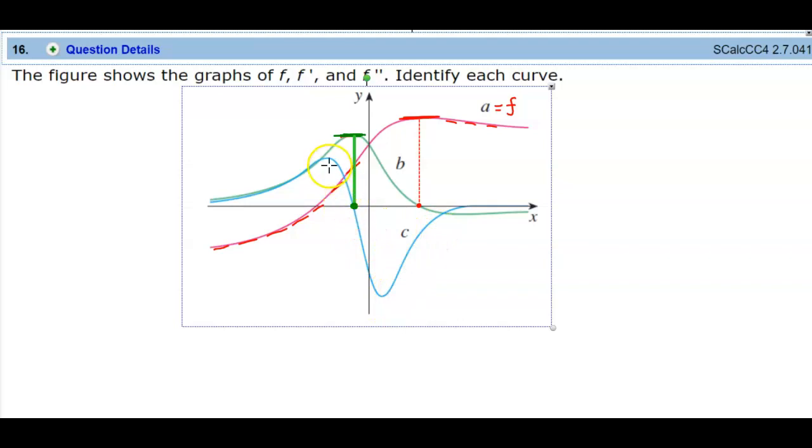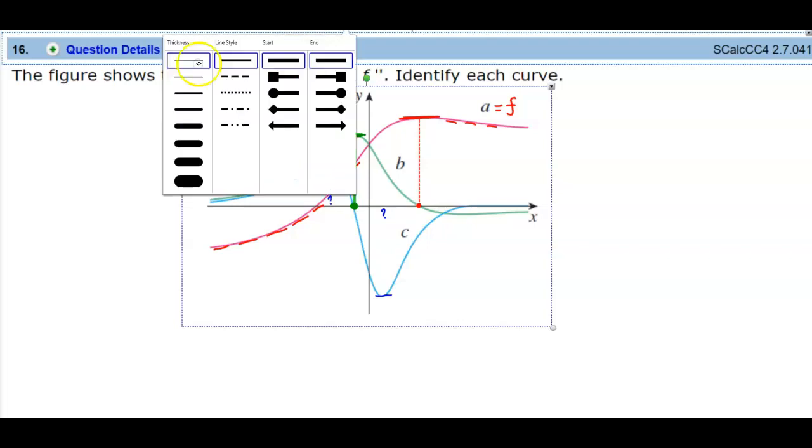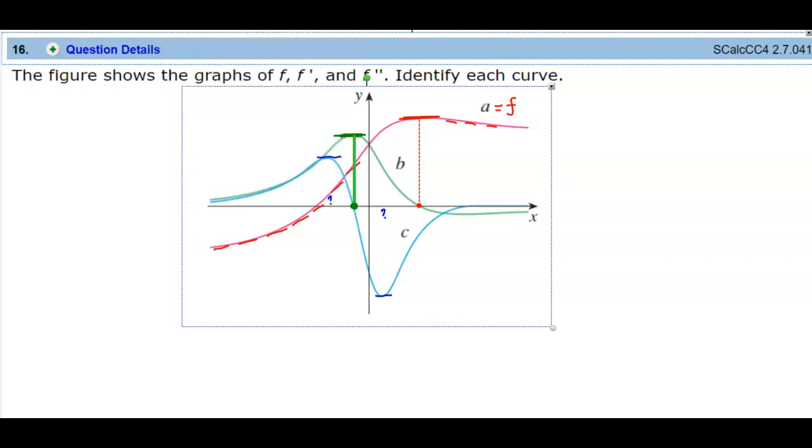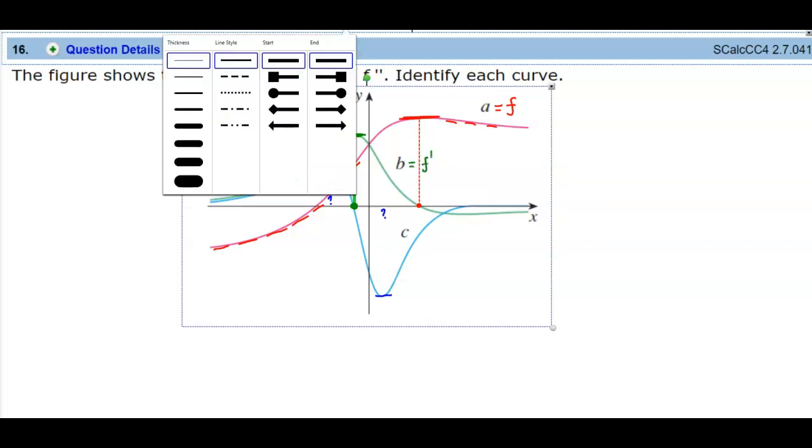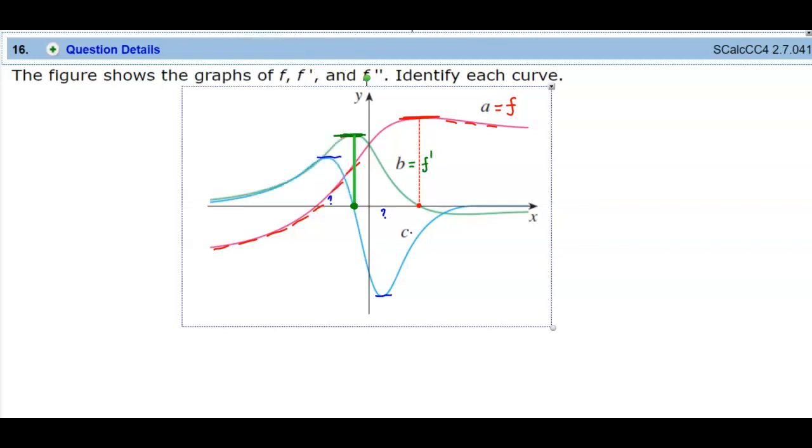Now, if you take a look at the graph of C, let's look at those tangents. They have a horizontal tangent there, and a horizontal tangent there, but it does not have an x-intercept there, and it does not have an x-intercept there. So what we're going to say now is that the graph of B is the first derivative, and C would represent the second derivative.